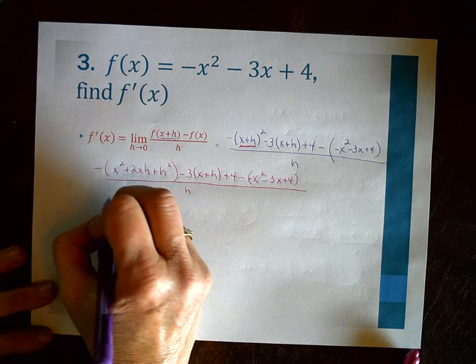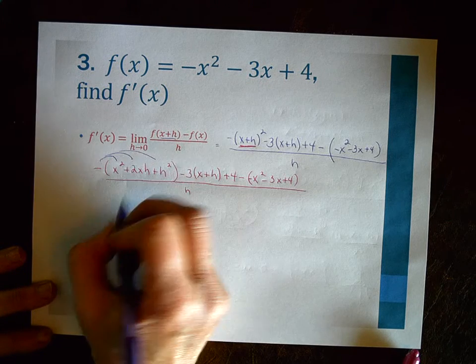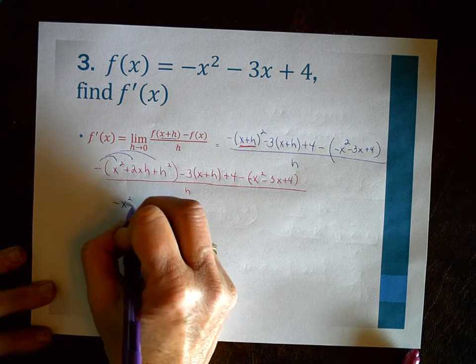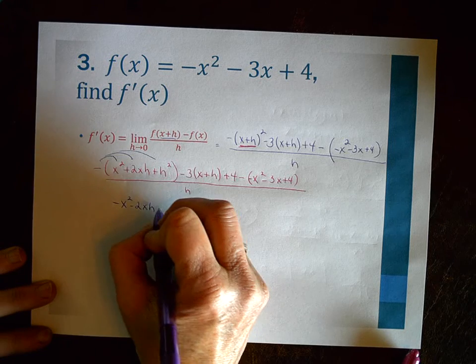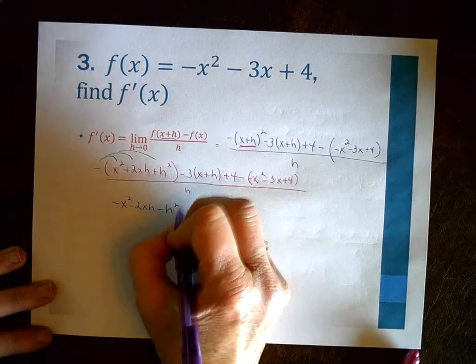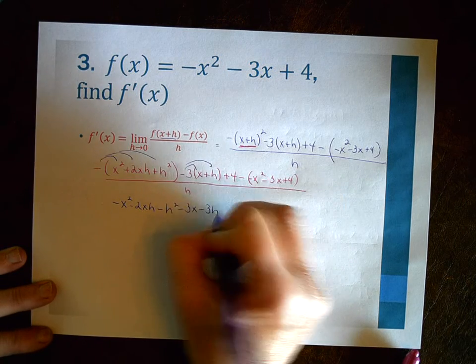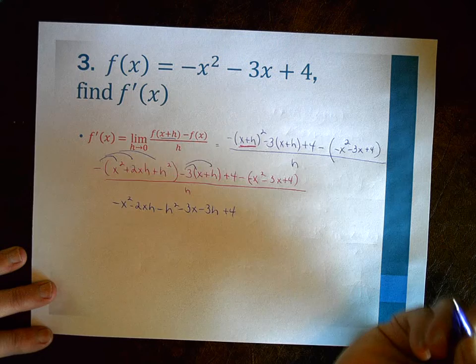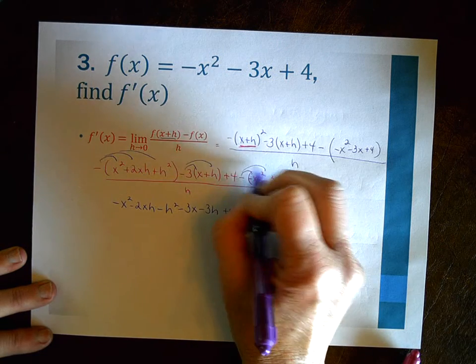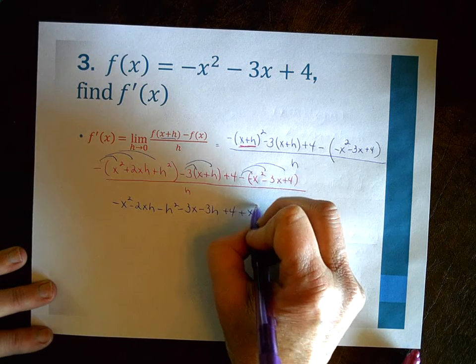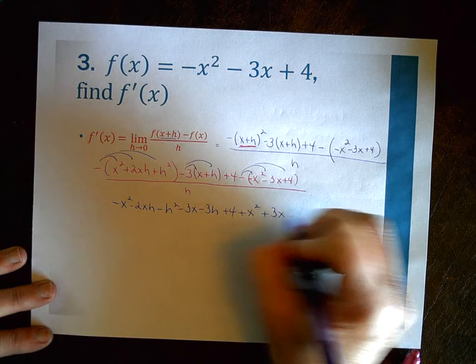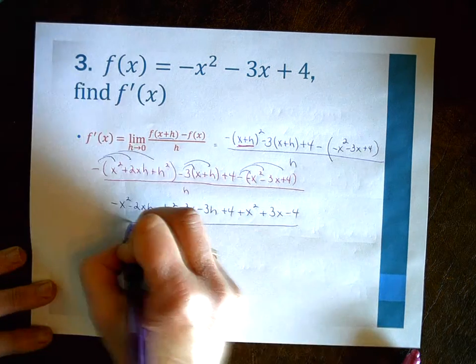So to here, it's negative x squared minus 2xh minus h squared. Distribute there. Negative 3x minus 3h plus 4 doesn't have a distribution. Distribute here, positive x squared, positive 3x, and negative 4 all over h.